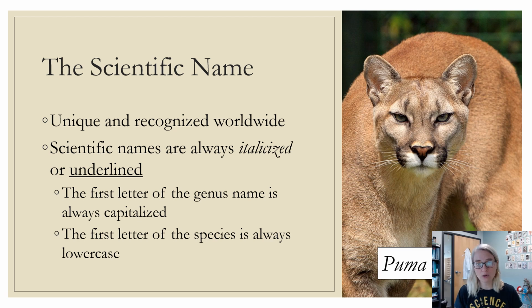So Puma concolor, if you were to see this written in a textbook or on the internet, or as you can see on the presentation today, is italicized, the P is capitalized, and the c is lowercase. And that's the proper way of writing a scientific name.